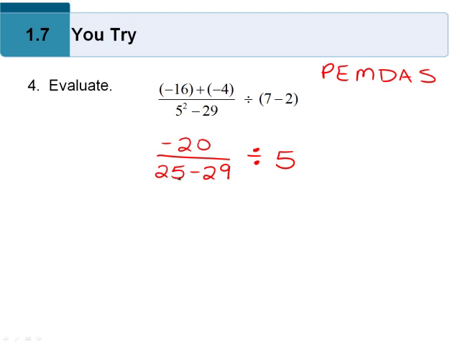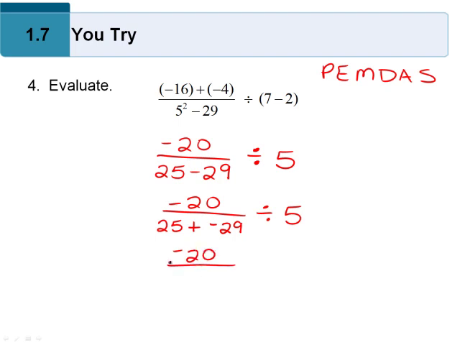Now back on that big fraction, we keep the negative 20 on top, but I need to change the signs on the bottom. So I'm going to keep the 25, change the minus to plus, and take the opposite of 29. So that becomes negative 29. Keep divided by 5 over here out to the side. So I have negative 20. This is all crooked. Sorry about that. On the bottom, 25 plus negative 29, we have to subtract and keep the sign of the larger number. So that would be negative 4 divided by 5.